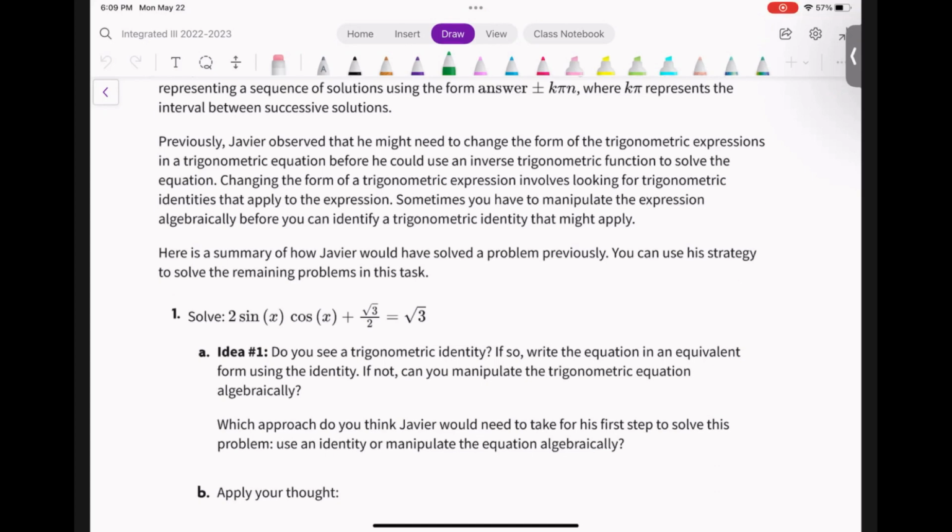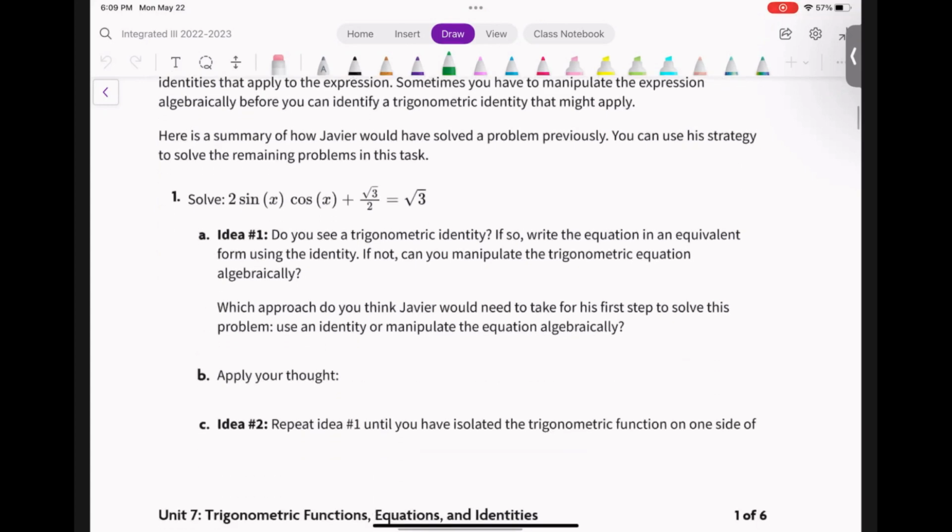Changing the form of a trig expression involves looking for trig identities that apply to the expression. Sometimes you have to manipulate the expression algebraically before you can identify a trig identity that might apply. Here is a summary of how Javier would have solved a problem previously. You can use his strategy to solve the remaining problems in this task. So solve 2 sine x cosine x plus root 3 over 2 equals root 3.